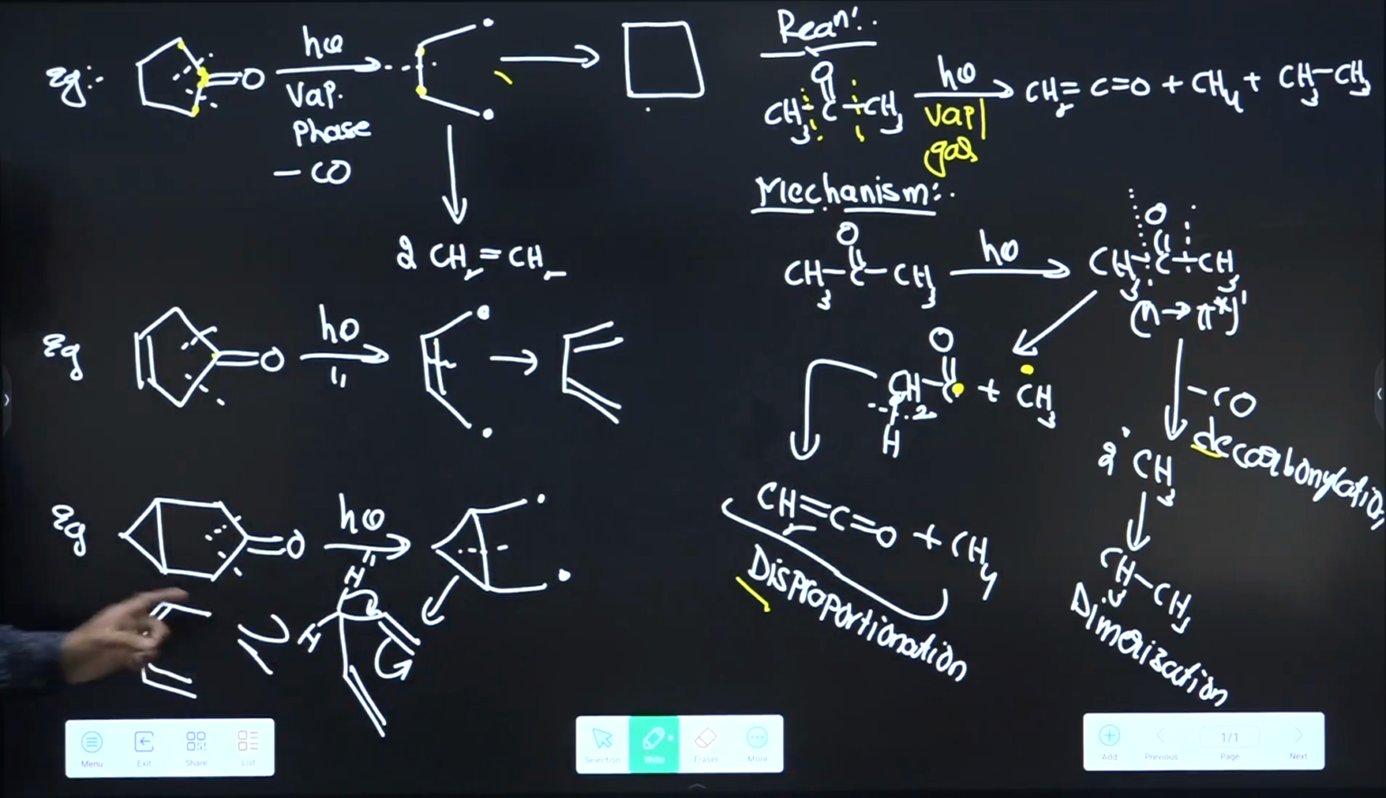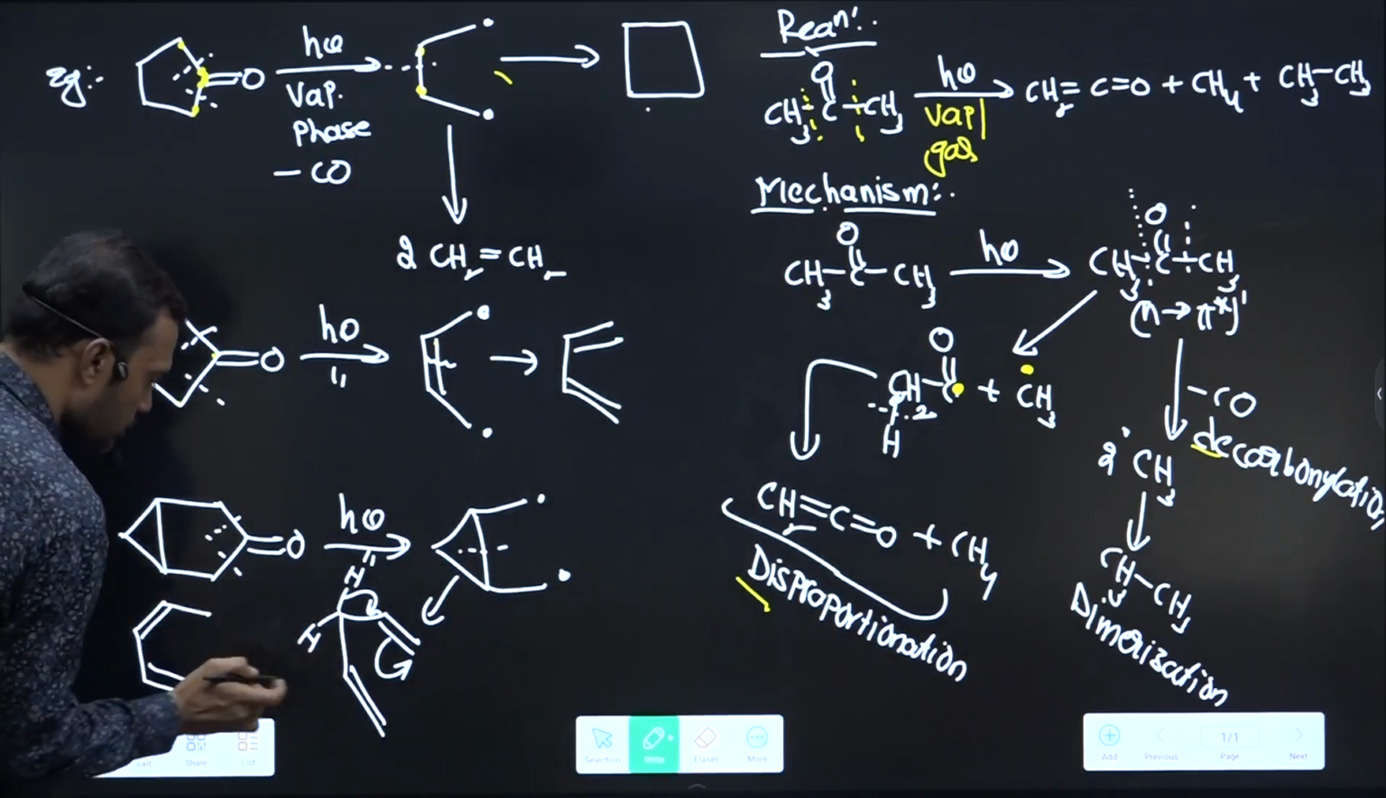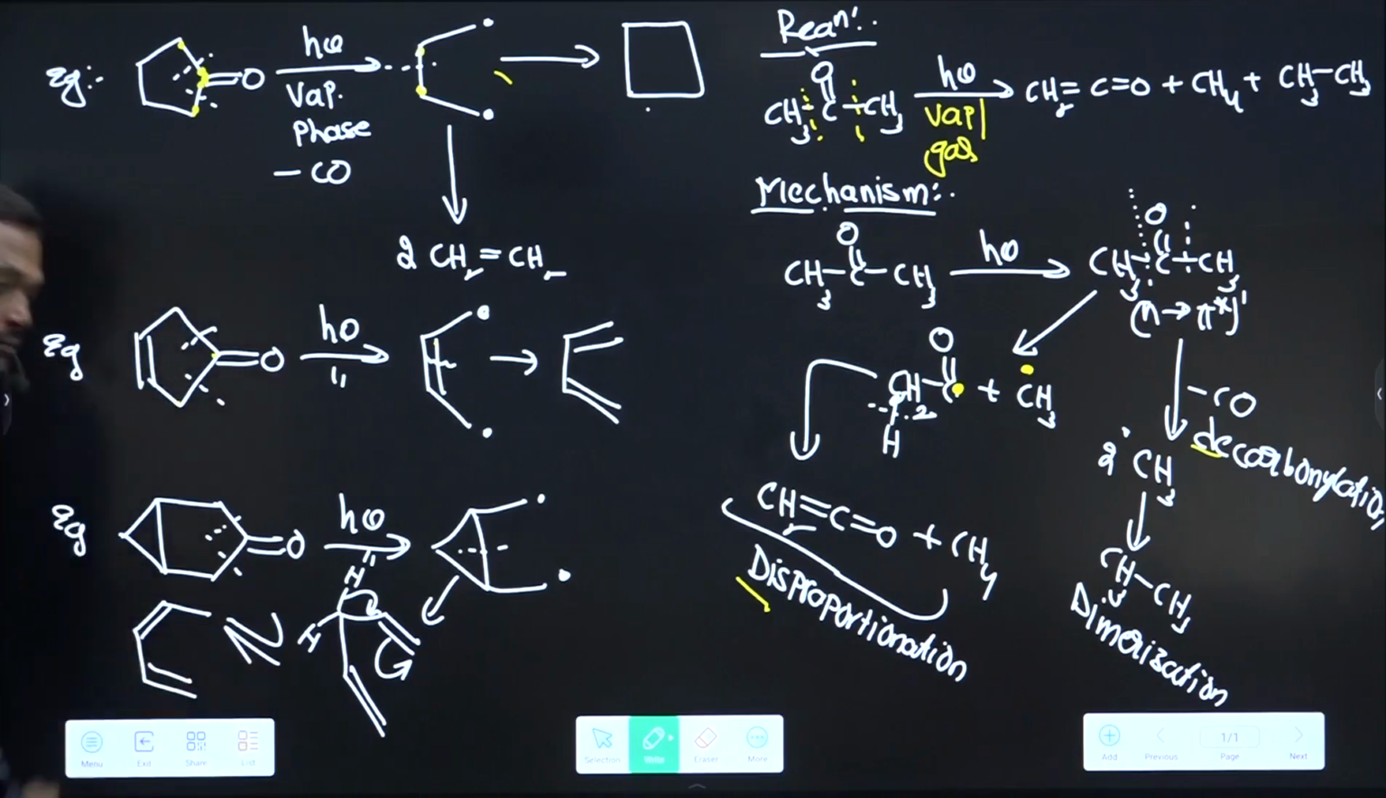This is tautomerism. Shift of proton is called tautomerism. Finally you will get a stable conjugate product. Stable conjugate product is major.